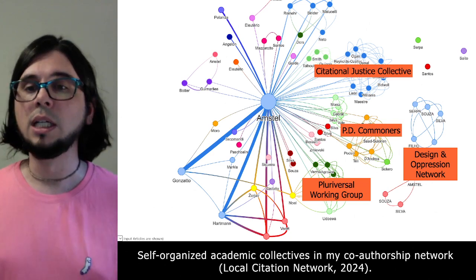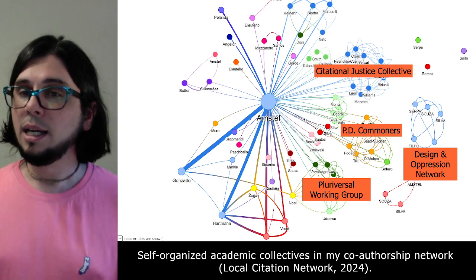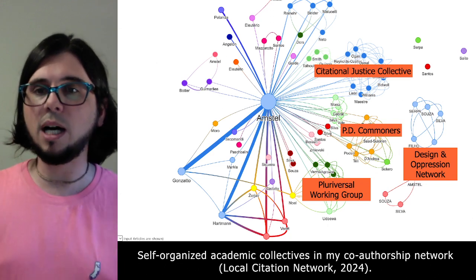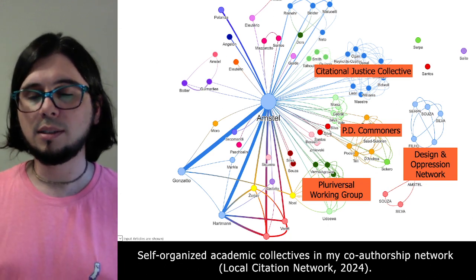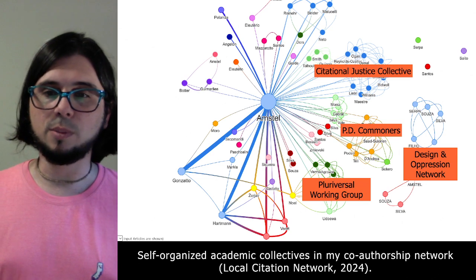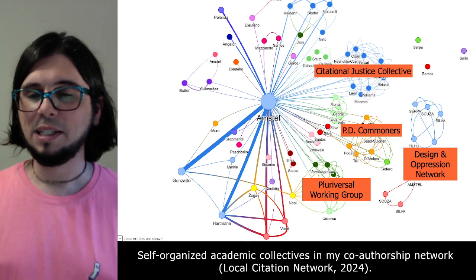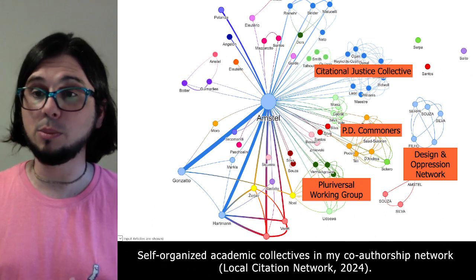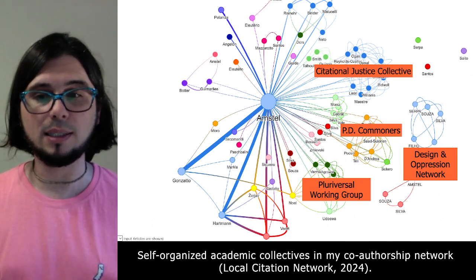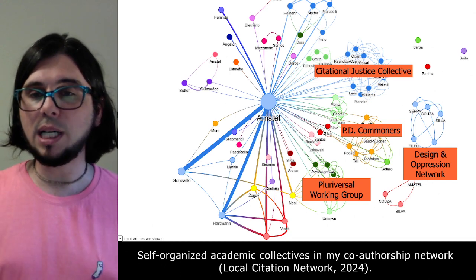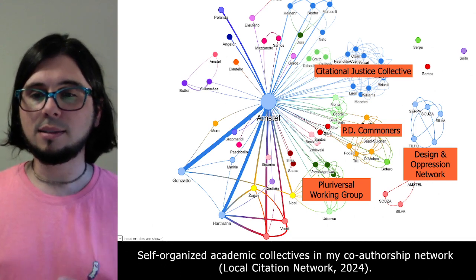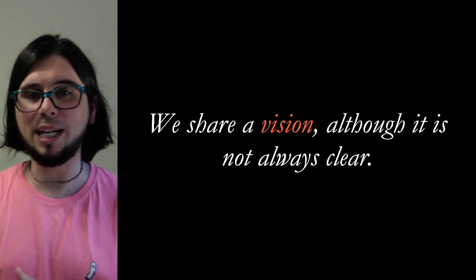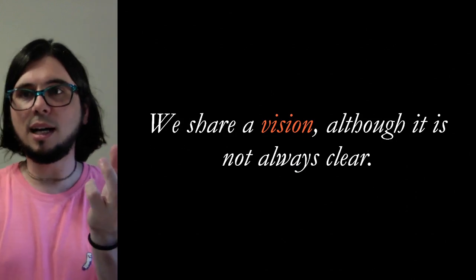We're also concerned about liberating ourselves from capitalist society, and the Citational Justice Collective, which is concerned about epistemic injustice, which is part of the colonialist framework and system, and the Pluriversal Working Group that has people, several worlds within this world. And we are also concerned with several kinds of systems of oppression, but in a different way than the Design Oppression Network does. And there are definitely other people that are not being visualized in this citation network because the works are under review, haven't been published yet. And we share a vision in this design research program.